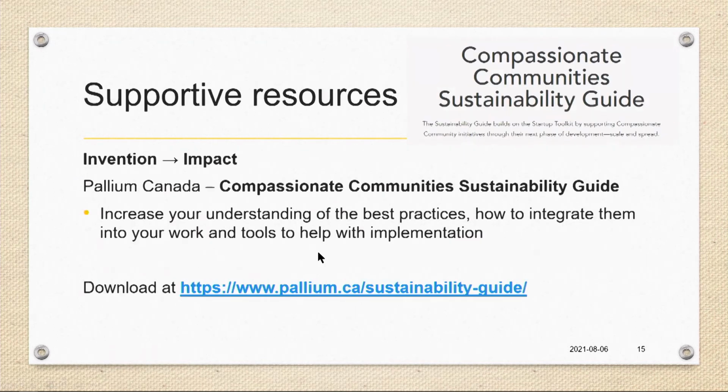And then looking at how do we get through invention and make it to impact. This is Pallium Canada's newest resource that certainly I've been excited to be engaged with and co-creating with several people. The Compassionate Community Sustainability Guide, you can access it on our website. This guide has all those 8 best practices, talks about what you need to think about, what you need to be doing, and then it also provides you with tools to help you implement those best practices. So we really wanted to give you that knowledge, but then also help you plan for it. So this will include tools for planning.